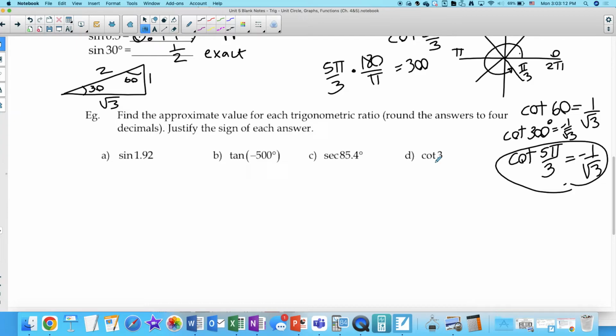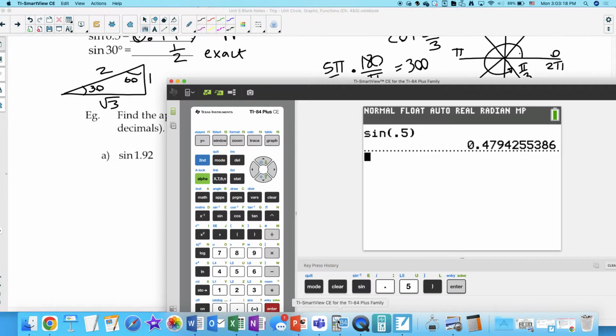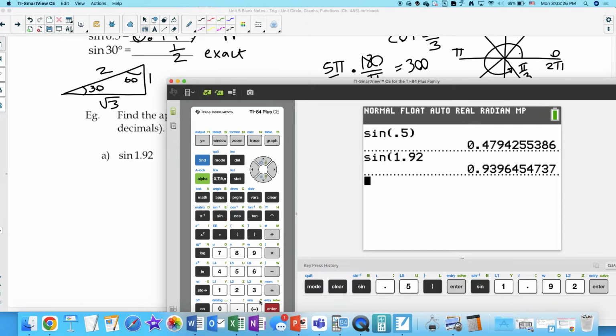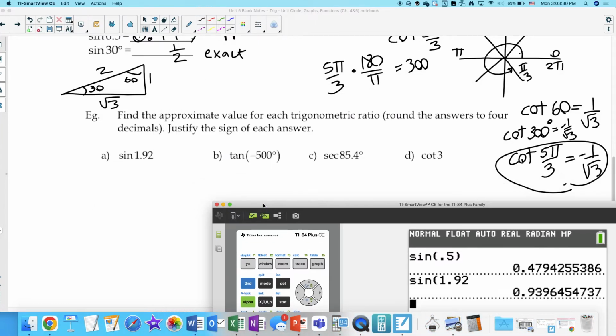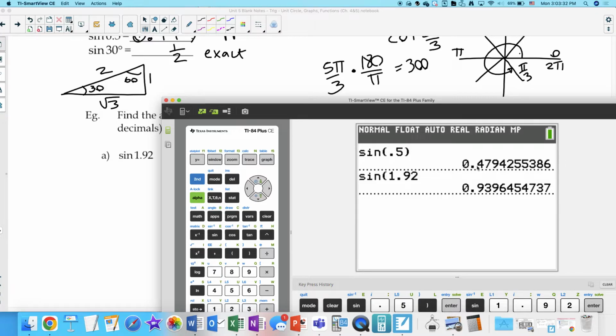Okay? So sine of 1.92. Where is my, there it is. Sine of 1.92. That is 0.9, how many decimals? 4. 0.9396.